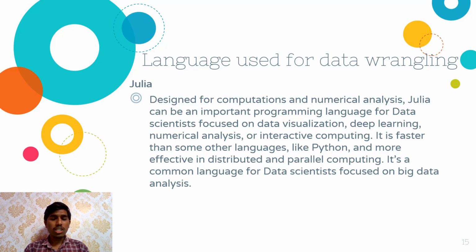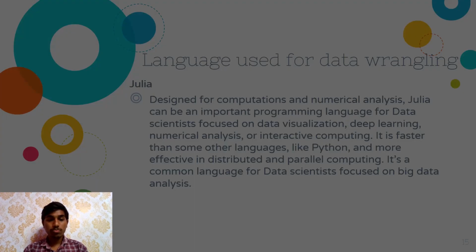So Julia. It is not much popular language when compared to the other languages that we have discussed before, but it has some characteristics in its working. So designed for computations and numerical analysis, Julia can be an important programming language for data scientists focused on data visualization, deep learning, numerical analysis or interactive computing. It is faster than some other languages like Python and more.